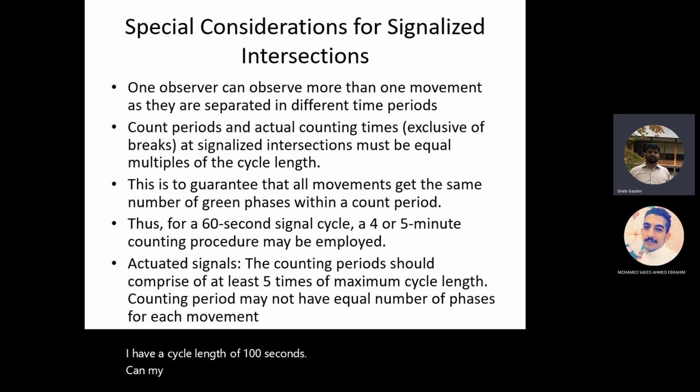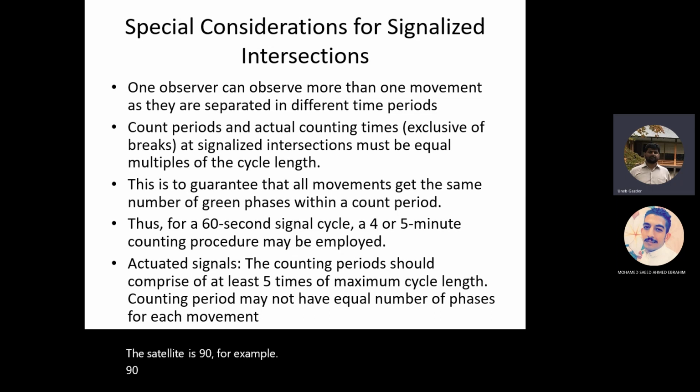Can my counting period be 5 minutes? 5 minutes is how many seconds? 60 times 5, how many? 300. So can I do that? 100 second cycle length, total counting 300 seconds. Multiple, right? No problem. And for example, if the cycle length is 60 seconds, then again you need a multiple of 60.